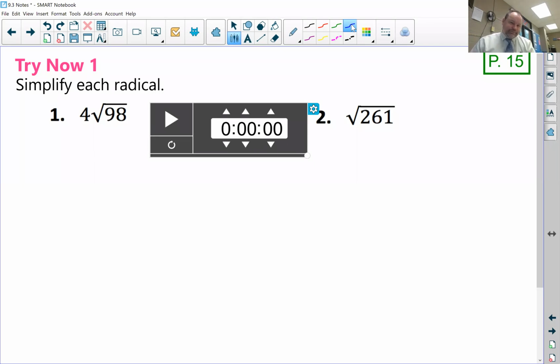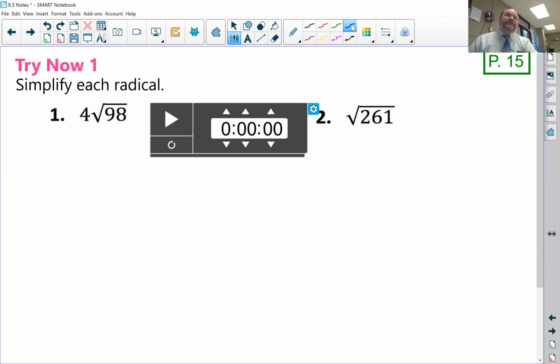All right, a couple to try here. I'm going to do the perfect square method on number 1, and then I'll do the tree method on number 2. If you did them the other way, great. You can see both ways. It's not a bad idea.